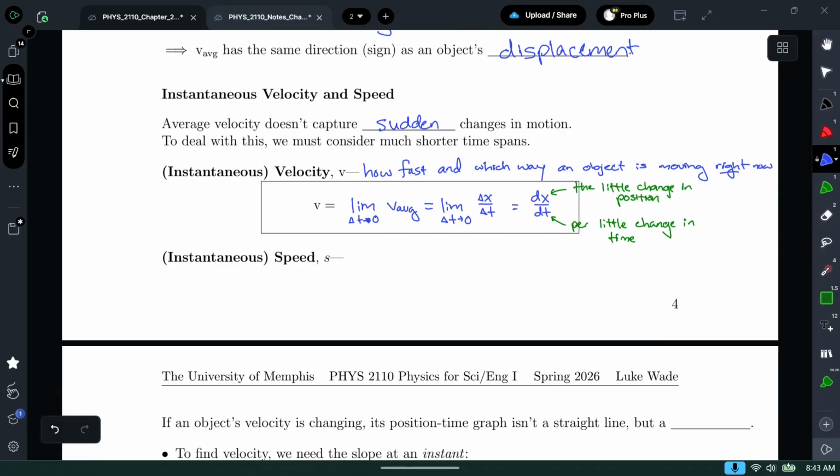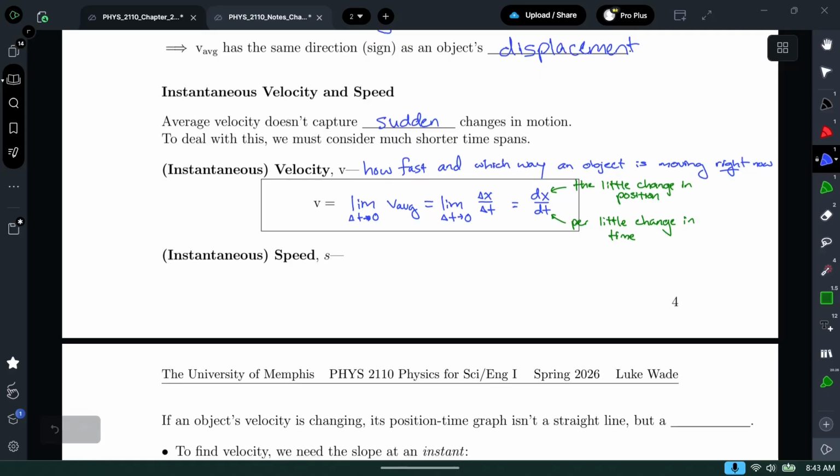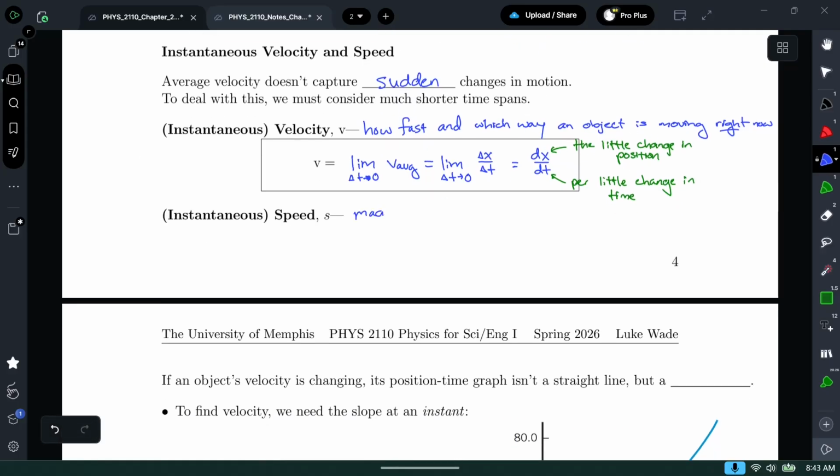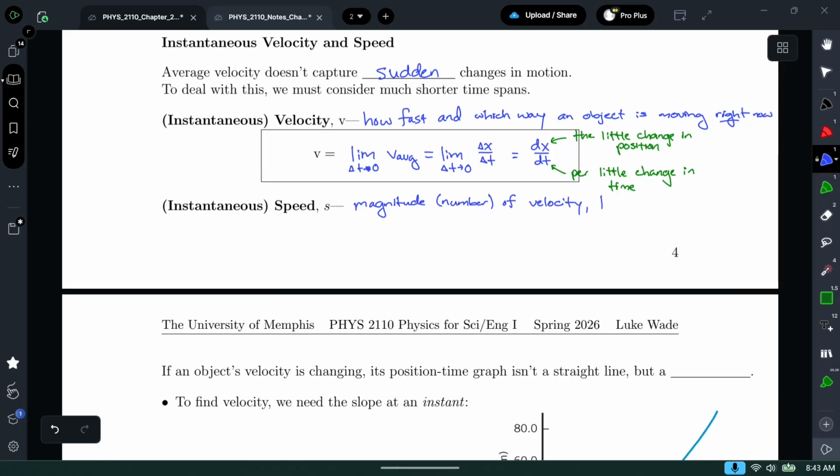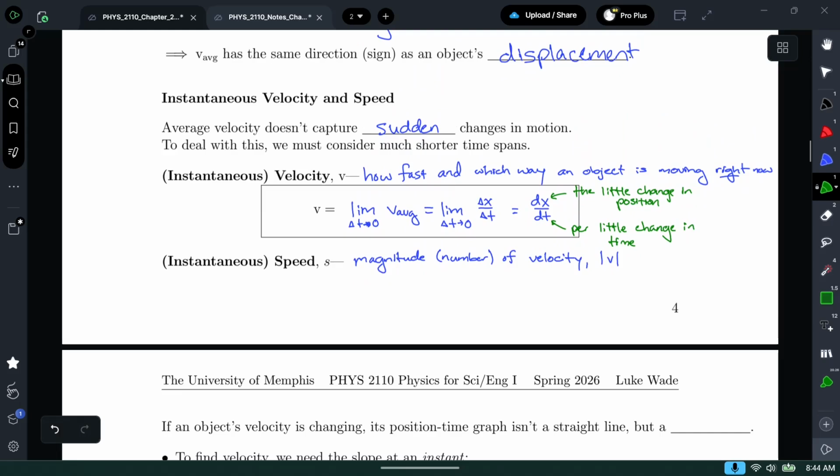Speed, the instantaneous speed, is actually easy. It's just take the velocity and throw away the direction. Just worry about the size of it. So it is the magnitude, or again, that just means the number of that velocity. Sometimes written like absolute value of it. And in everyday life, this one may be more what you're used to. The instantaneous speed is what a speedometer measures. Whereas instantaneous velocity, you'll need both a speedometer and a compass. Something to tell you how fast and which way you're going.